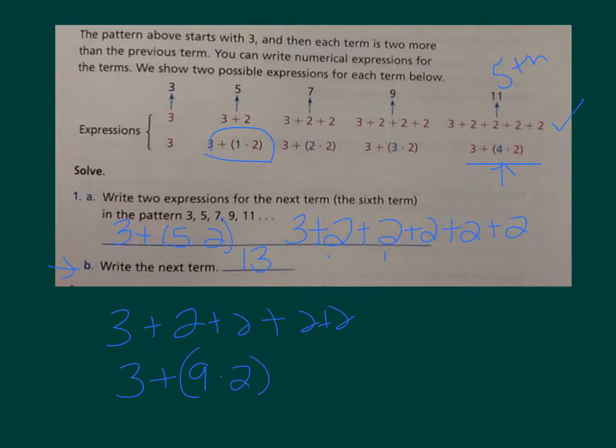Not 10 times 2, but 9 times 2, because remember, this is the first term, and I would add 9 to go to the 10th term. So 3 plus 9 times 2. 3 plus 9 times 2 would end up giving me 3 plus 18, which would be 21. So the 10th term in that pattern, or if it continued, would be 21.